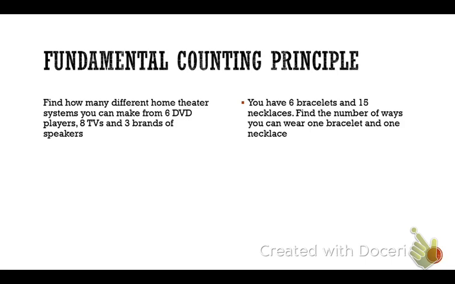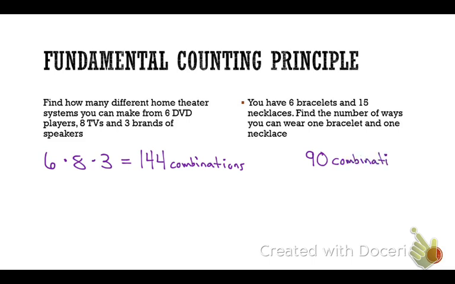So what did you do, guys? Multiply 6 times 8 times 3 to get 144 outcomes, combinations. You want to do a tree diagram for that? No. Okay. What about the next one? 90. I got that. 90 combinations. If you said 90 outcomes, 90 whatever, as long as it's some label.